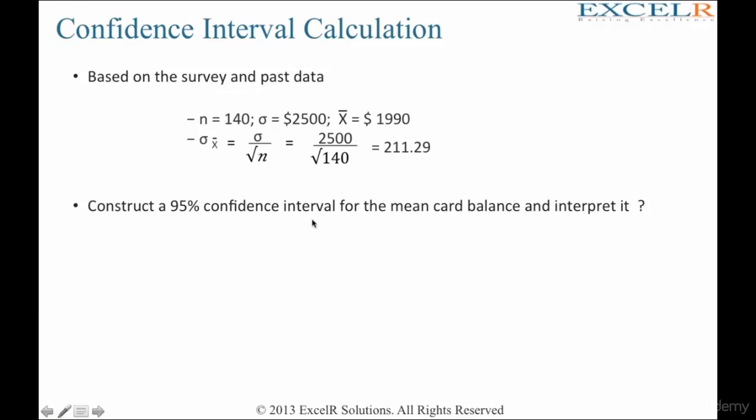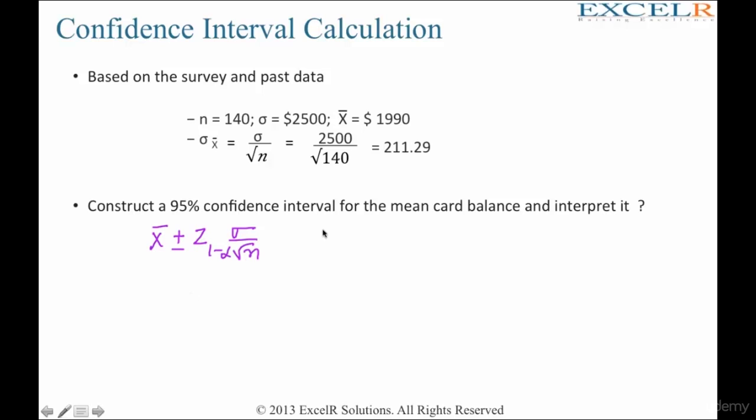Alright. Now let us try to solve this. The sample size is given to us as 140 in the question, in the case study. Population standard deviation is given as $2,500. Sample average is given as $1,990. And what is the formula? Formula is as follows. X bar, my bad. One second. Yep. So it's X bar plus or minus Z1 minus alpha into sigma over square root n.